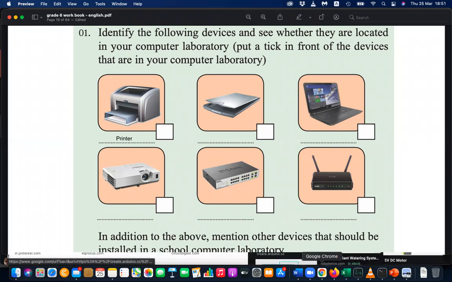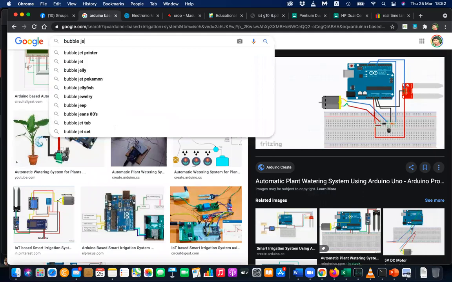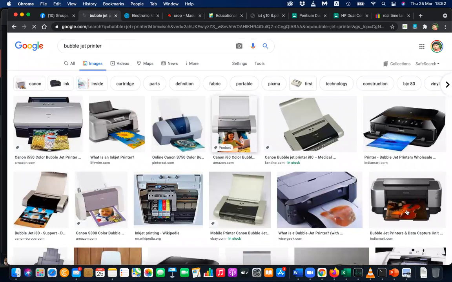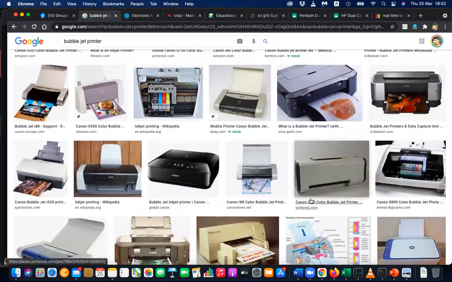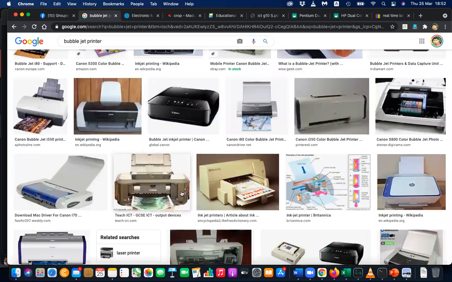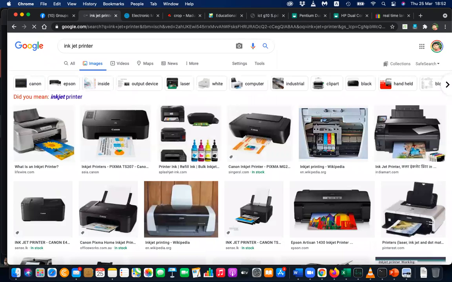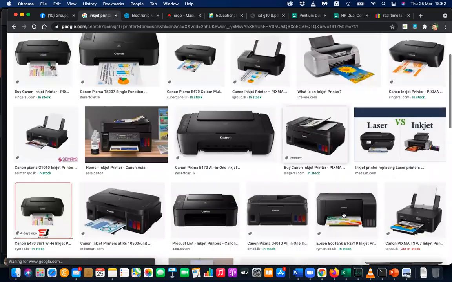Because the bubble jet and inkjet printers, you can see, have a shape somewhat like this. This is also a bubble jet printer, but mostly it's smaller. It's quite small. Inkjet also. But here you have ink tank printers, inkjet printers, ink tank printers. It looks like this, quite a heavy one.